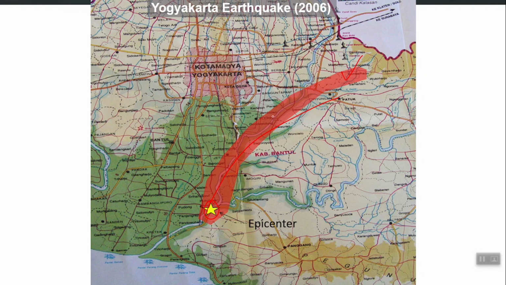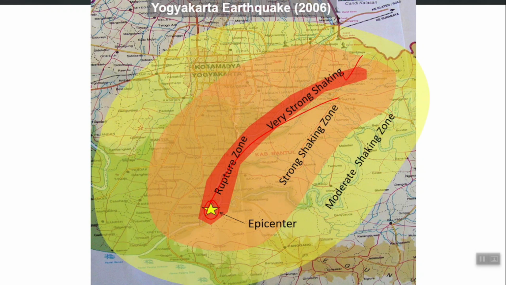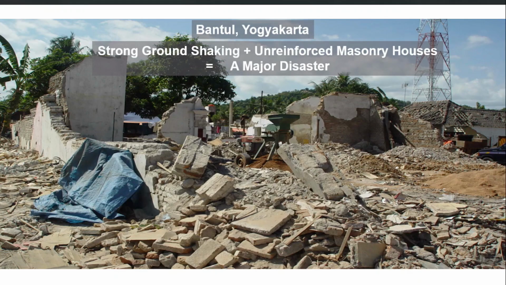Indonesia is a country which has a building stock very similar to us. Majority of the buildings are of unreinforced masonry bricks, right, same as us. So the rupture zone has all experienced very strong shaking in that particular Yogyakarta earthquake, and then as you go away from that rupture zone, you have a zone of strong shaking, then medium shaking or low shaking, for example.